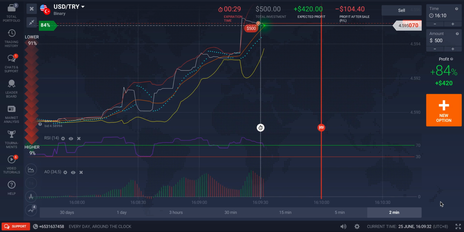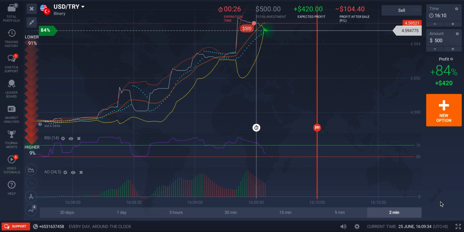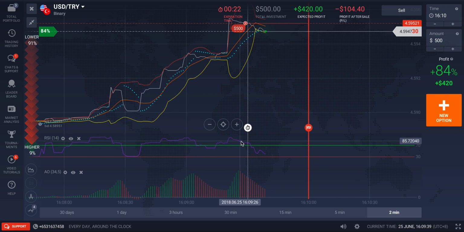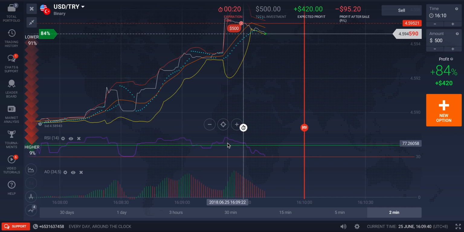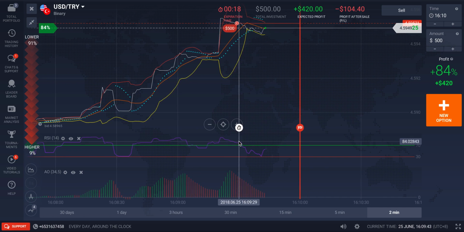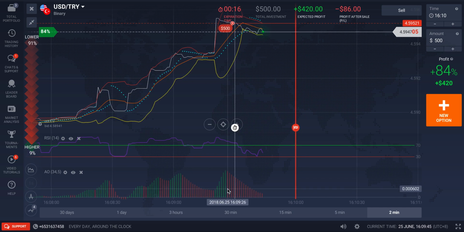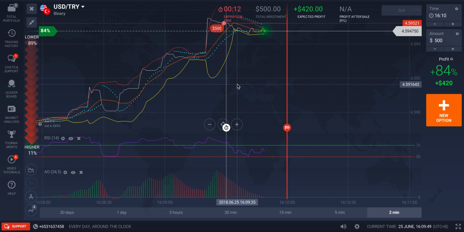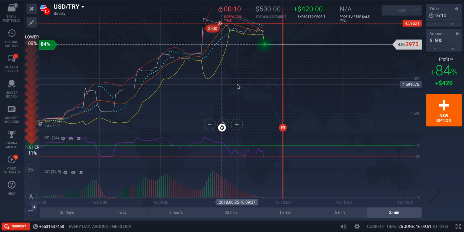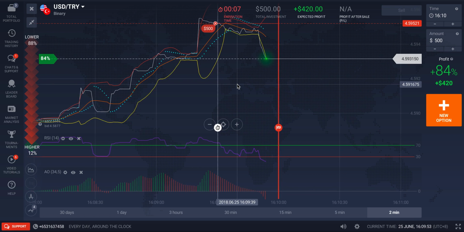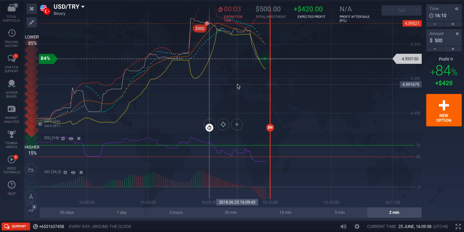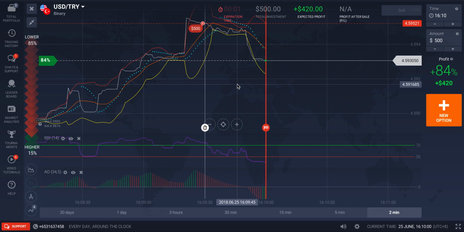Okay, so I just got into a trade there with a sell position, based on the RSI, relative strength indicator, price swing movement, and the awesome oscillator. These are the traditional indicators that I employ. 10 seconds for the trade to expire. Let's see if that all goes well.